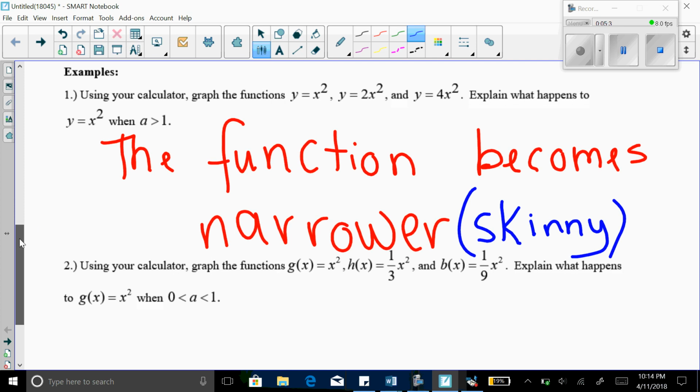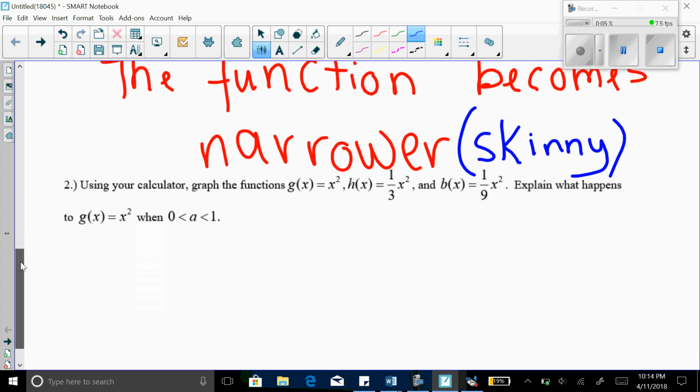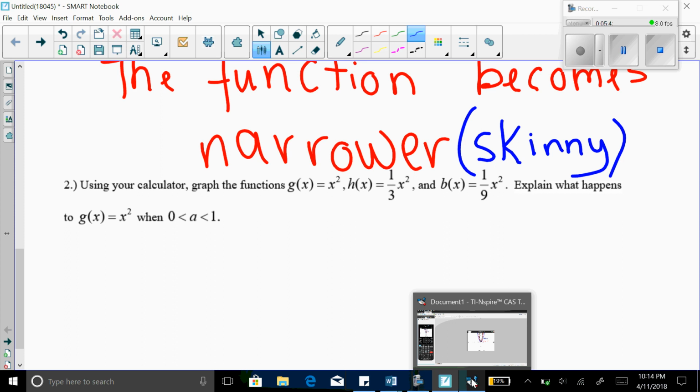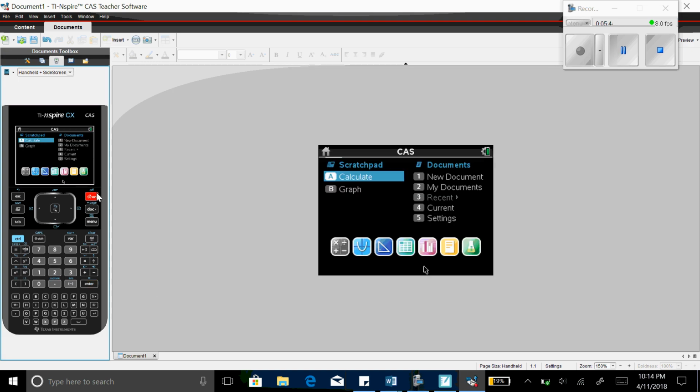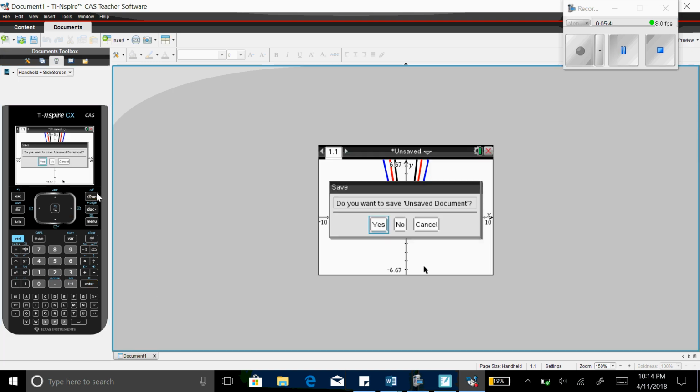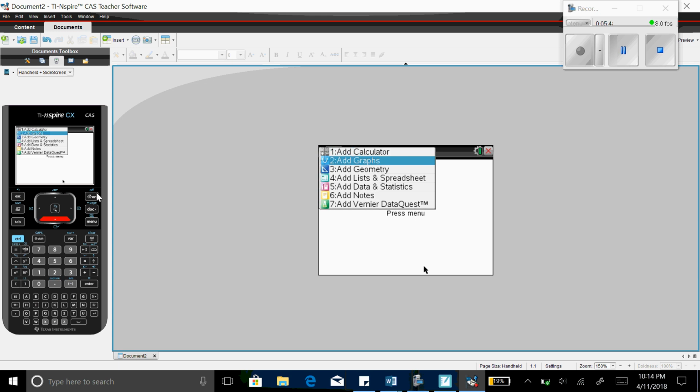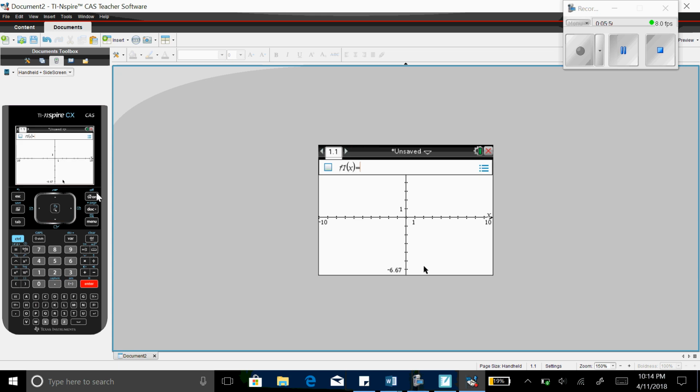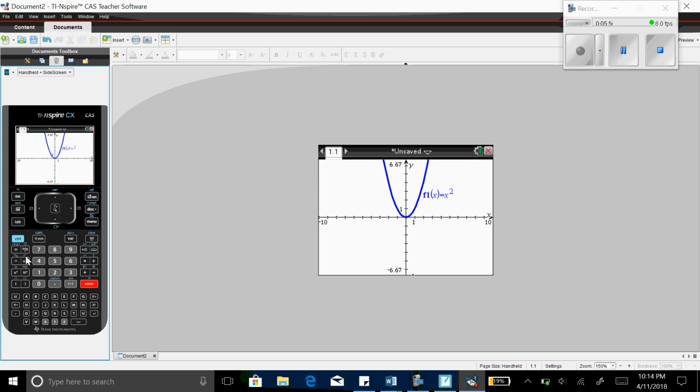So now it says use your calculator, graph the functions x squared, 1/3 x squared, and 1/9 x squared. We're going to see what happens. So I'm going to go to my new document. Do you want to save? No. Let's add a graph. So we're always going to start with our parent functions. Everything's based off the parent function. So x squared, enter. There's the beautiful x squared parent function.